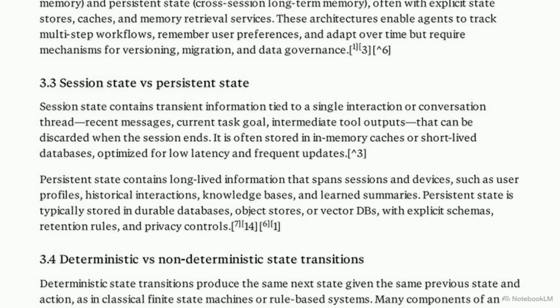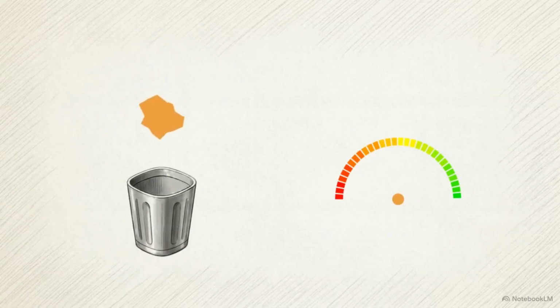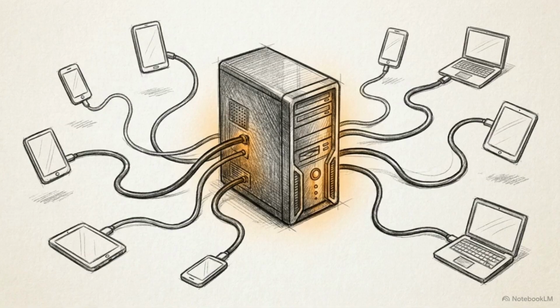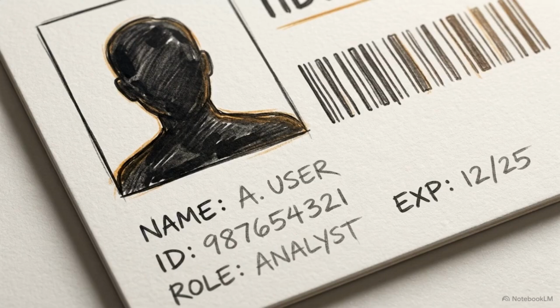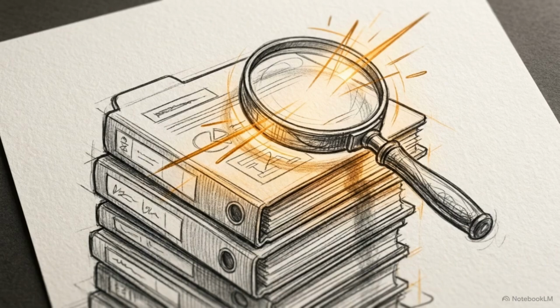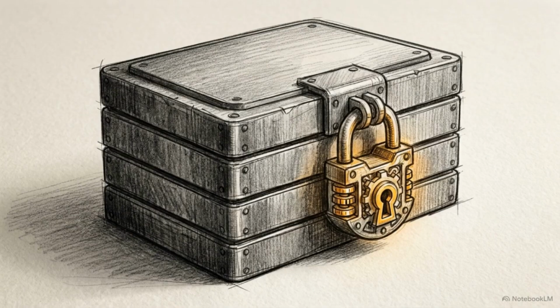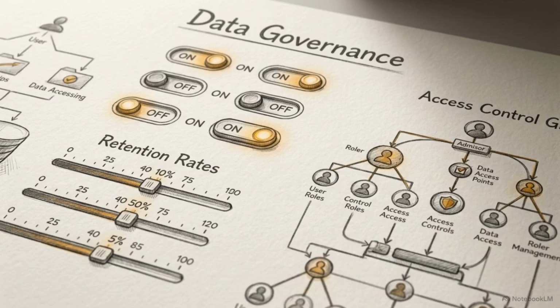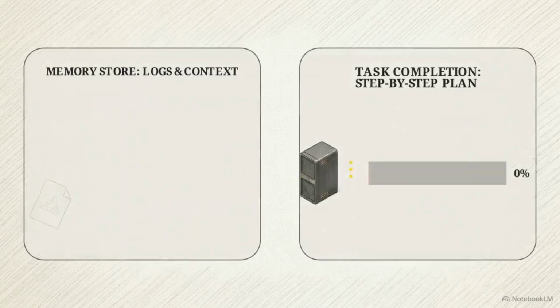State is further divided by its lifespan. Session state holds transient data, like the recent messages in a single conversation, while persistent state covers long-lived information. Session data is typically discarded once a task is finished to keep the system fast. Persistent state, however, spans across devices and weeks of interaction, housing stable user profiles and historical summaries in durable databases. Managing these different timelines requires clear strategies for data governance. Without them, a system risks uncontrolled growth or amnesia that resets an agent's progress mid-task.